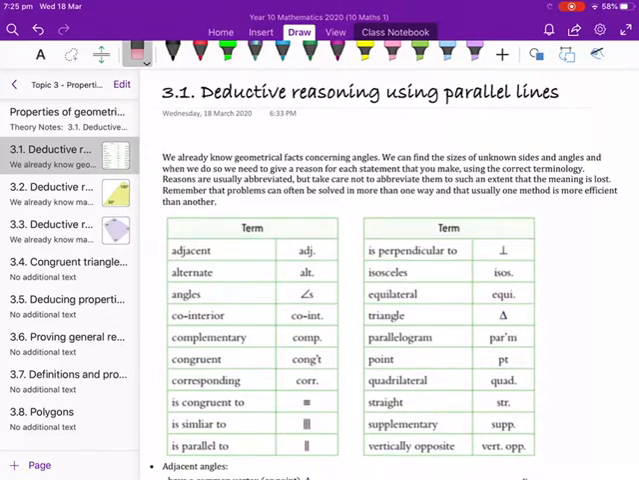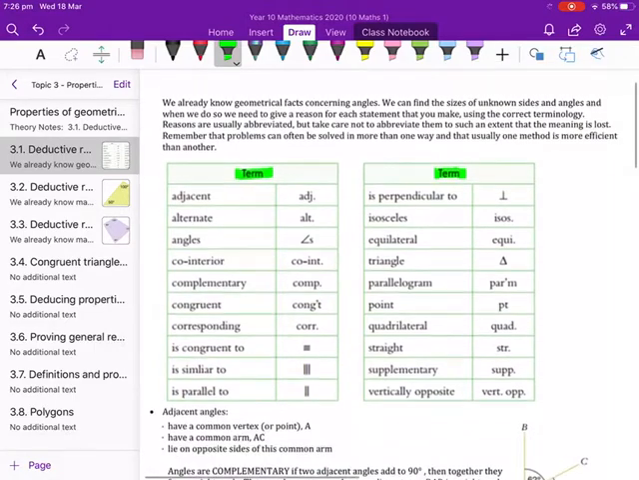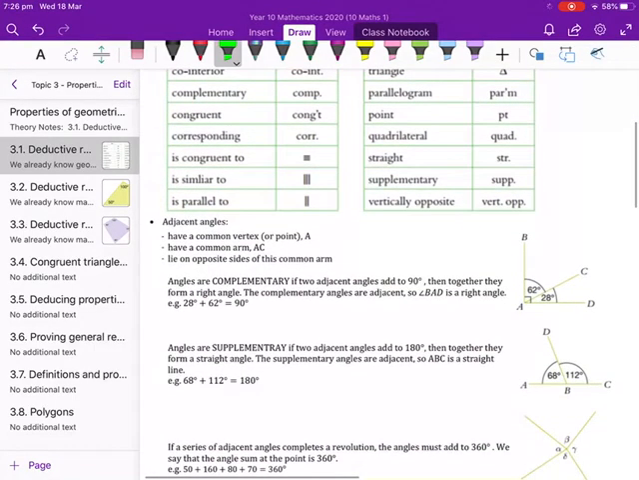So what we have here are some terms, and these terms are useful when we are writing our reasons and abbreviating them. So I want you guys to make sure that you come back to these terms throughout the entire topic of properties of geometrical figures to ensure that you are using these correctly when you are writing your reasonings for finding angles and sides.